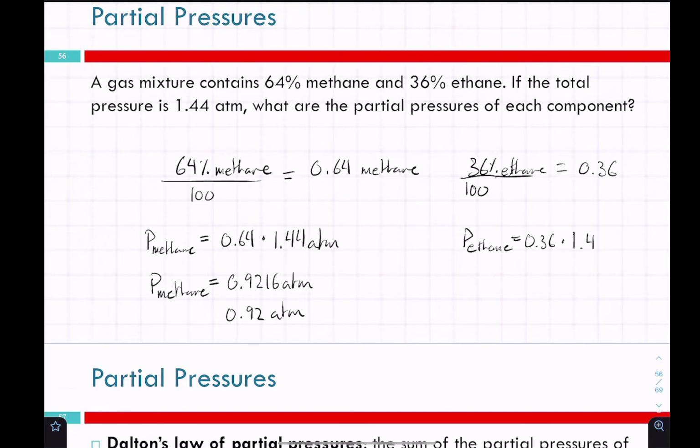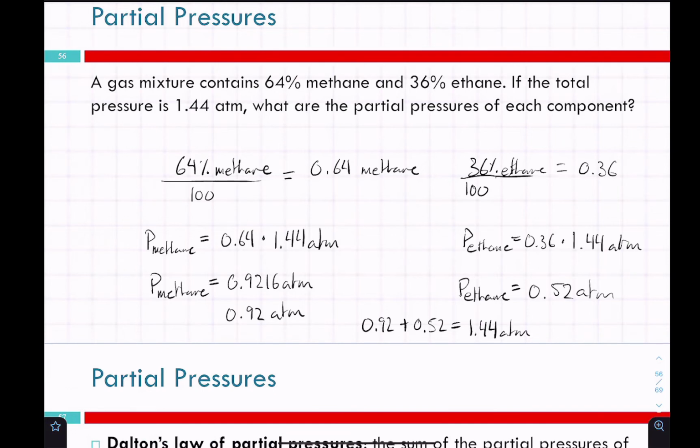And then we're just doing the same thing over here. So partial pressure of ethane is 0.52. And then those two together, because we only have the two gases, if we added those partial pressures together, that should give us 100% of the pressure. So 0.92 plus 0.52 does indeed equal 1.44.